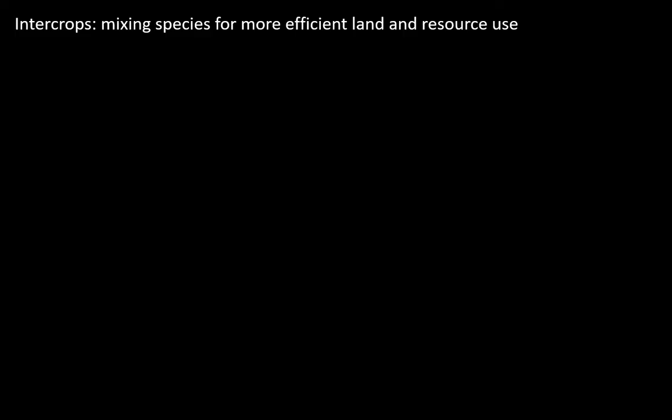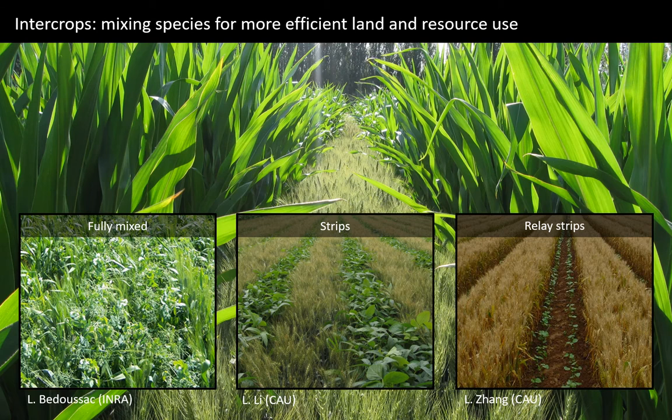Such intercrops are all about mixing species for more efficient land and resource use, and they come in different shapes and sizes. For example, the fully mixed systems, as you can see an example of on the bottom left, which is a system in which two species are fully mixed within the field, so no distinct row structure. In this case, it's pea and barley.